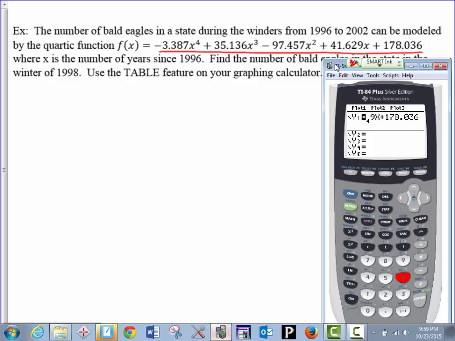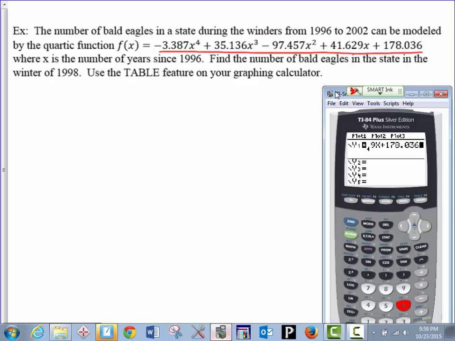From here, let's look and see what the problem's stating. It's saying that the number of bald eagles in a state during, I'm thinking that's supposed to say winters, so let's correct that. From 1996 to 2002 can be modeled by the quartic function given here, where x is the number of years since 1996. So basically what they're saying there is if we were in the year 1996, then x would be 0 since there has been no years since that time.